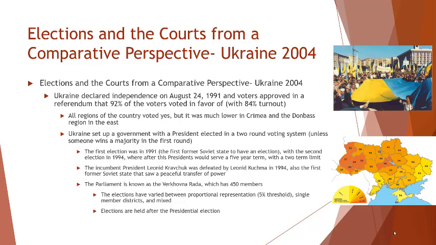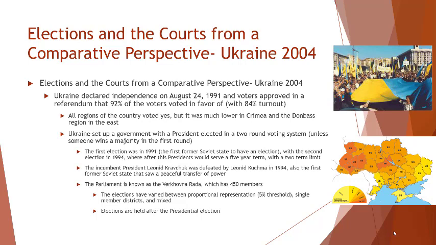So the Soviet Union breaks up. It basically dissolves, and a lot of those former states decide that they want to become independent countries. So instead of the Soviet Union, you end up with 15 independent states. Ukraine declares its independence on August the 24th, 1991.